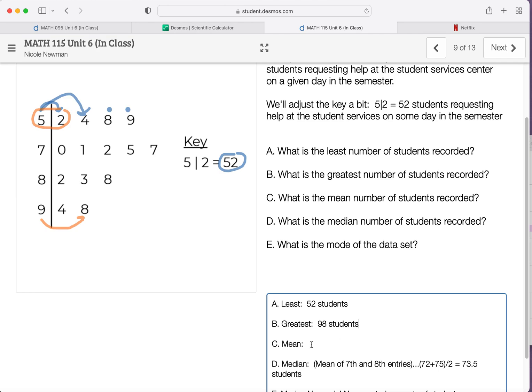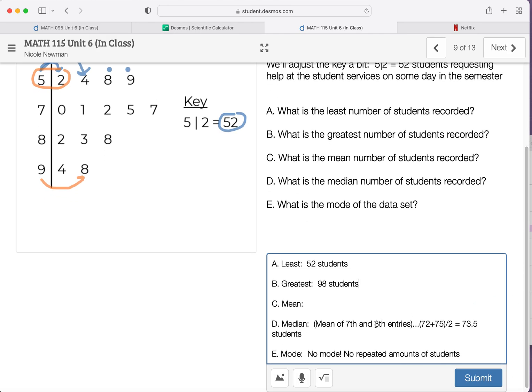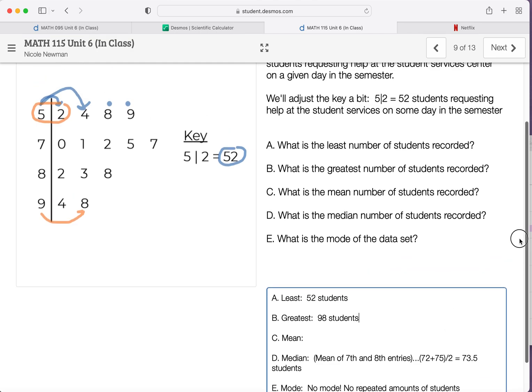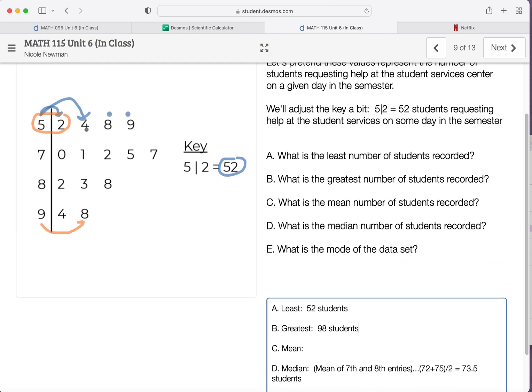I skipped over the mean because it takes a little bit. For the median, well, the median is the middle of things. Let me see. 1, 2, 3, 4, 5, 6, 7, 8, 9, 10, 11, 12, 13, 14. It looks like there were 14 days where they had these records being kept. And so if you take half of 14, you get 7. So 7 entries on the lower half and then 7 entries on the upper half.